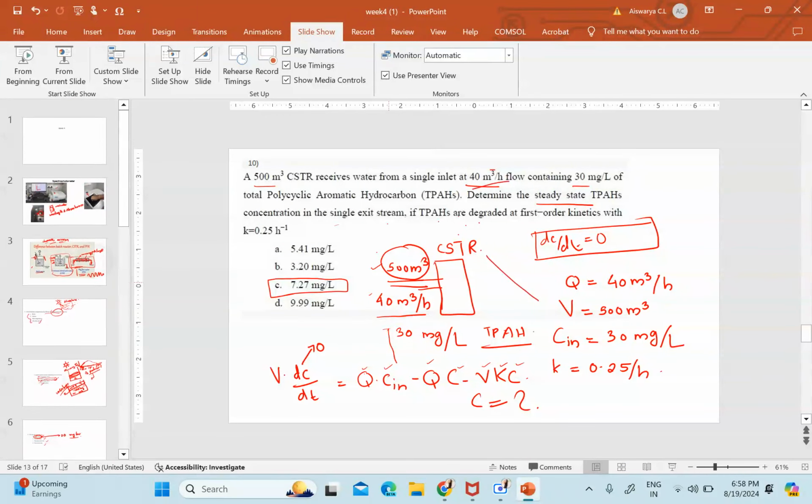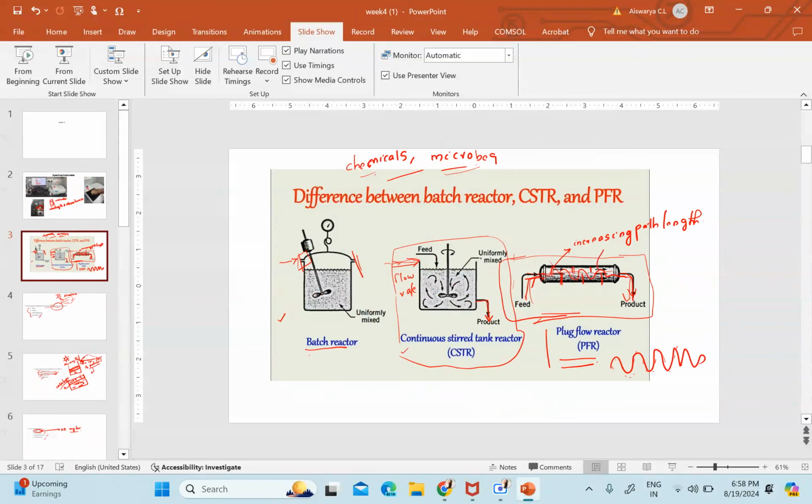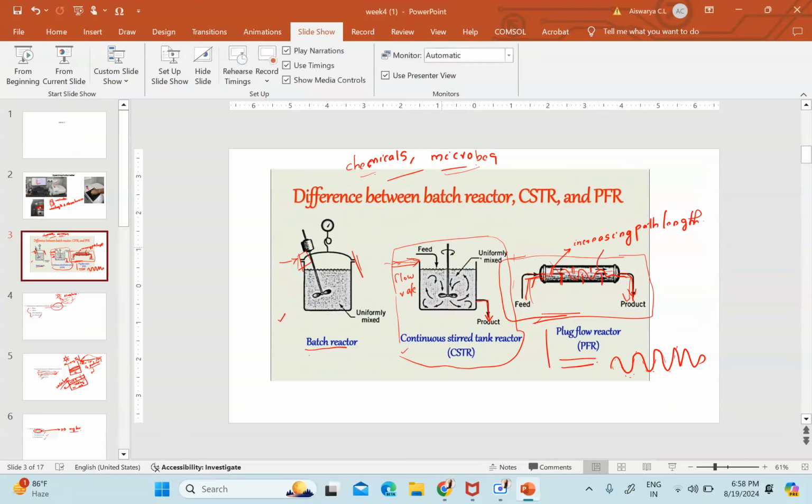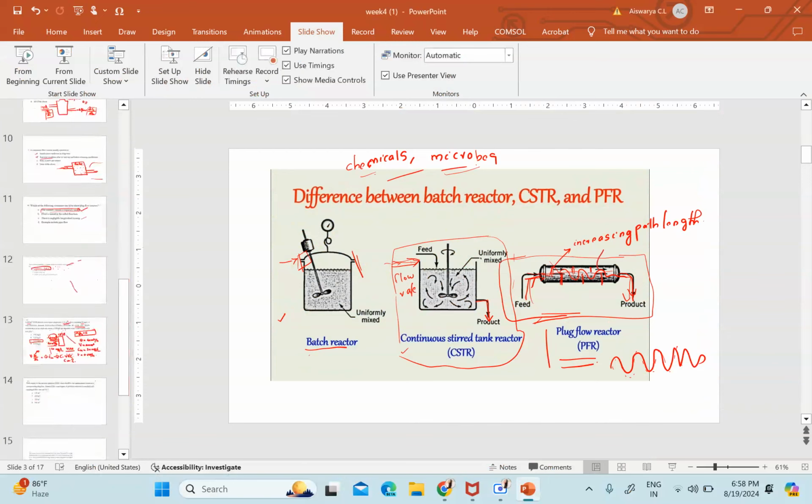This is the CSTR system. Here, this is the central system, the continuous stirred tank reactor. Feed and product we are taking out, and they have asked for the concentration at the exit. Okay, got it?